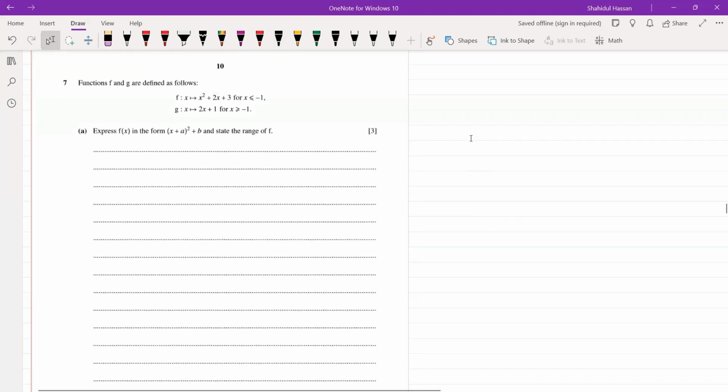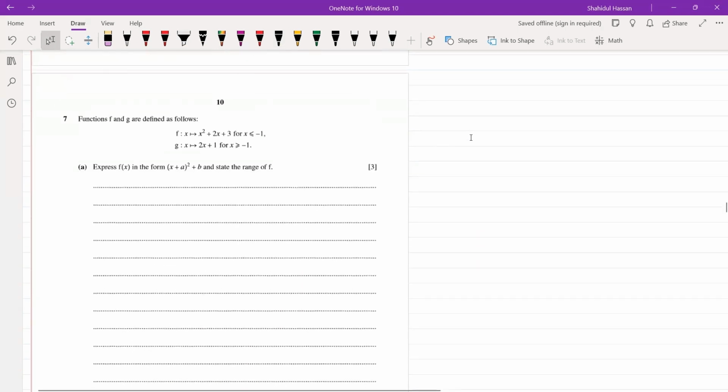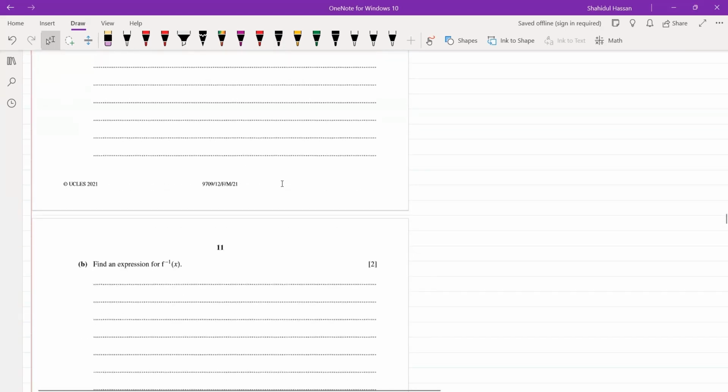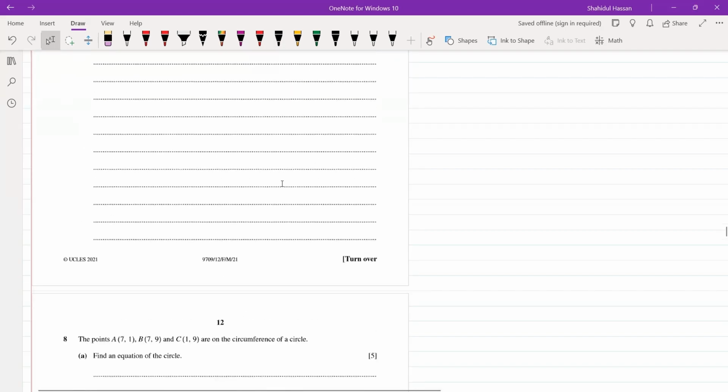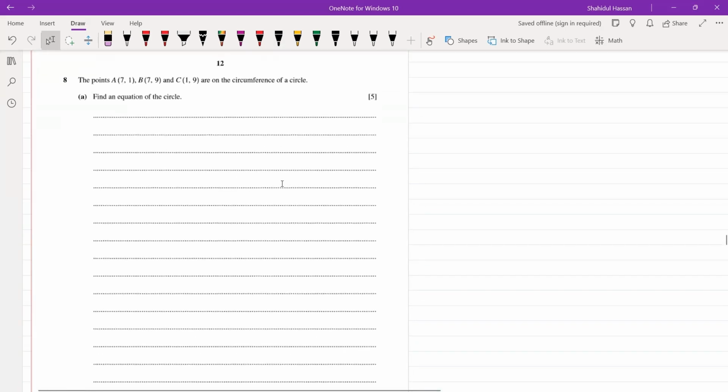Next, we can move on to question number 7. This is a function question. I'll do this question a little later, I'll do this question at last. I want to go for question number 8.